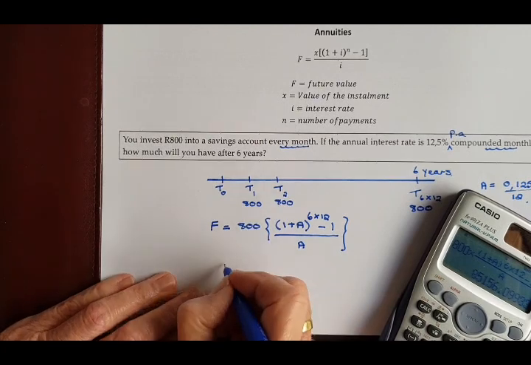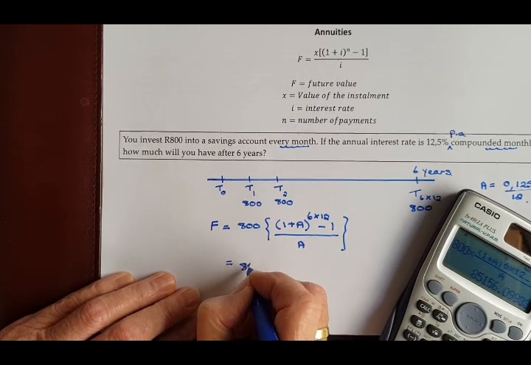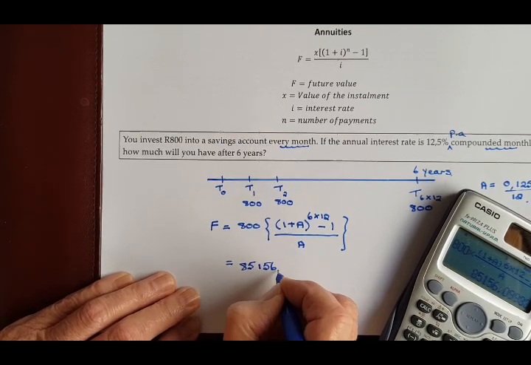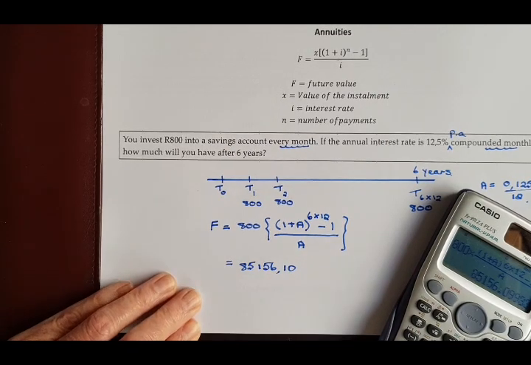And I know that in total I will have 85,156 Rand and 10 cents. Always round off to 2 decimal places when you're talking about money.